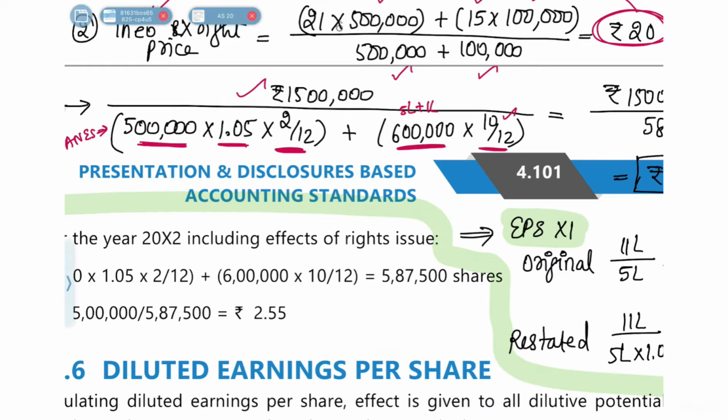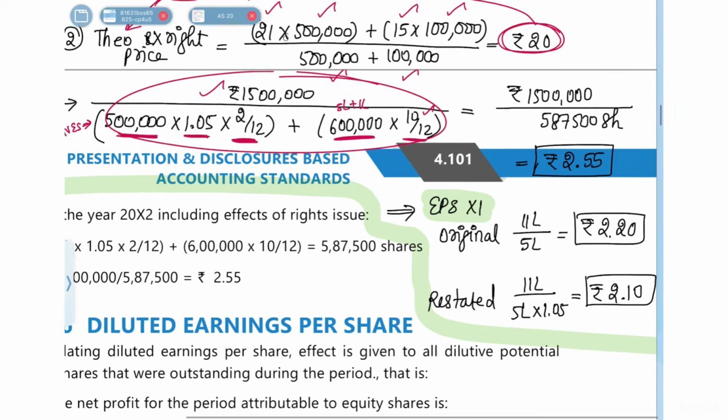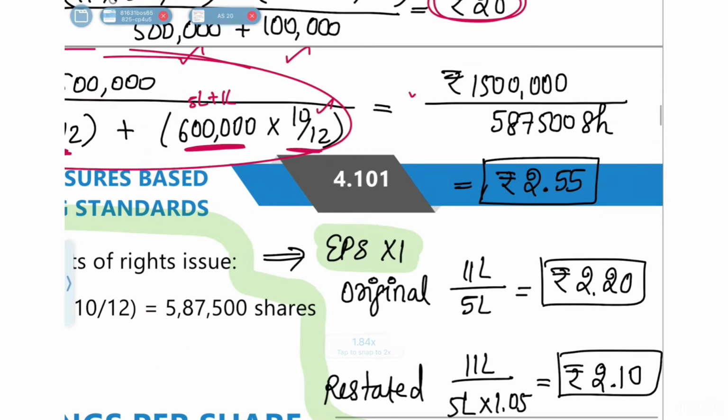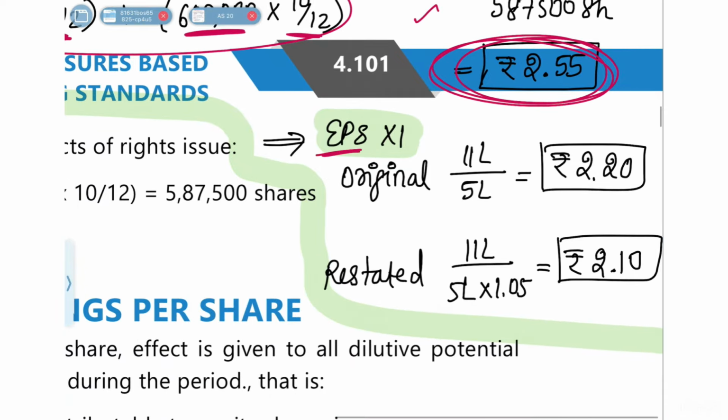So if you solve this complete equation for the current year, you will get 15 lakh divided by 5 lakh 87,500 shares. So your current year basic EPS would be 2.55. Same way, for the previous year also you have to find it out.